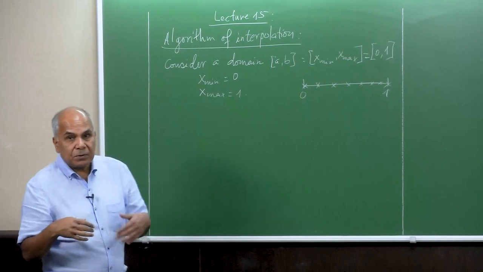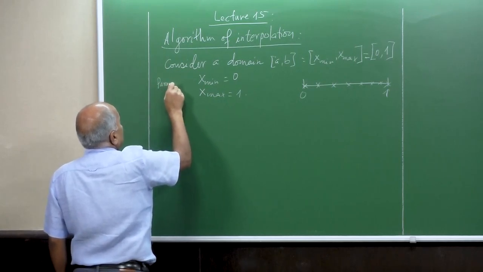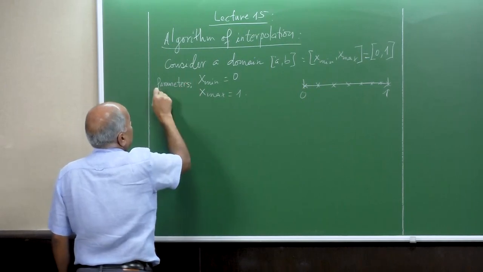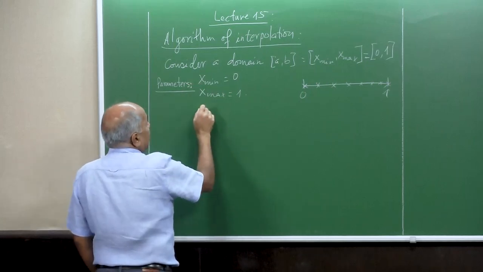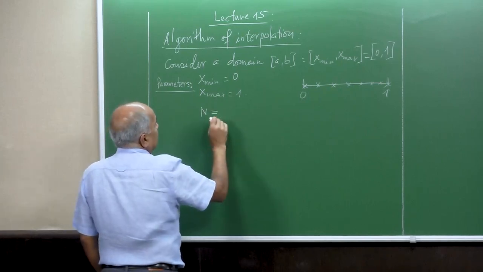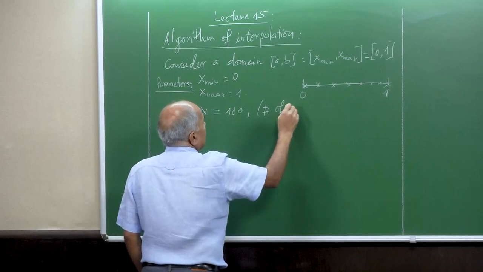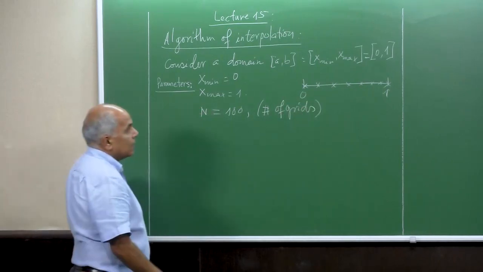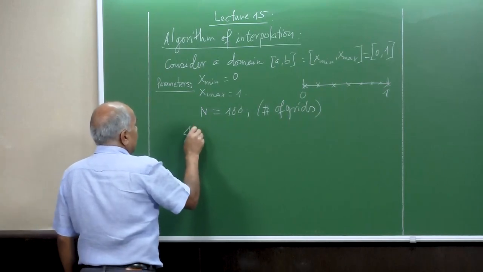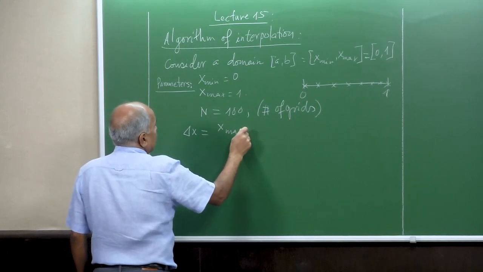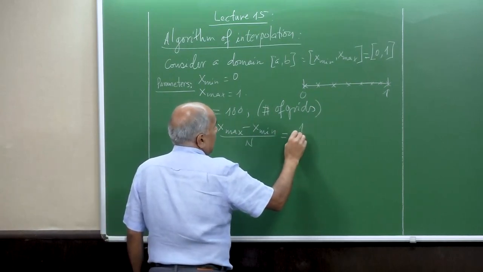First of all, we have to give how many points we want. These are the parameters, let us say, that we have to define before we write the program. So I define n, maybe now 100, the number of grids. If we know n, we can find how many grids we have. So we take our delta x, for example, x max minus x min divided by n, which is equal to 1 by 100.